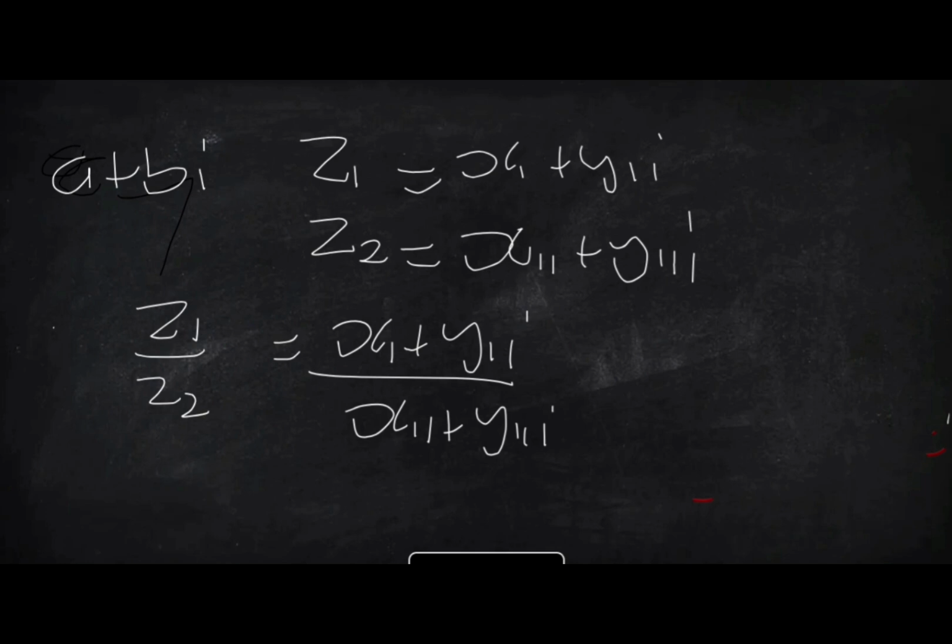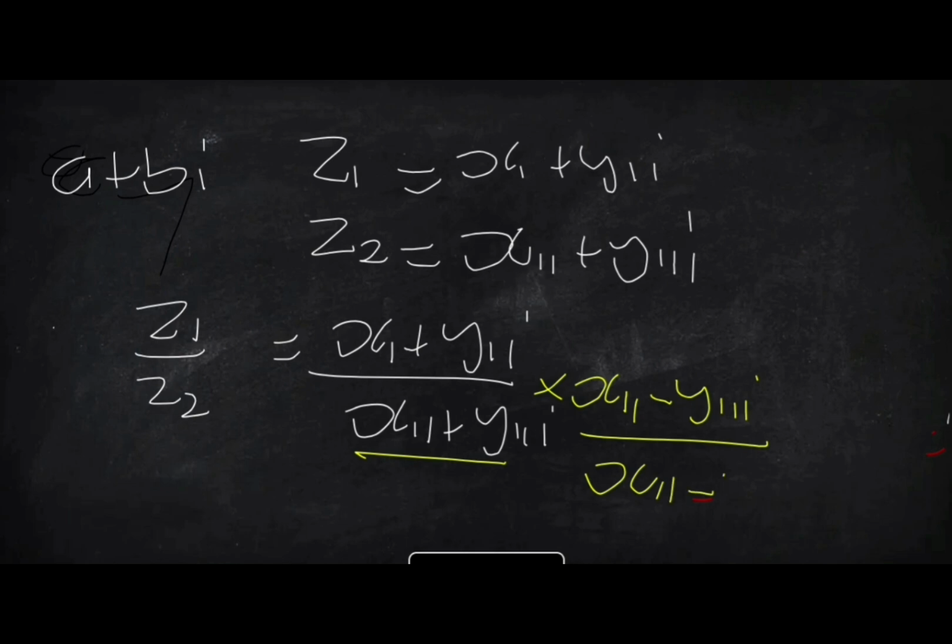So this becomes times x'' minus y''i all over x'' minus y''i.